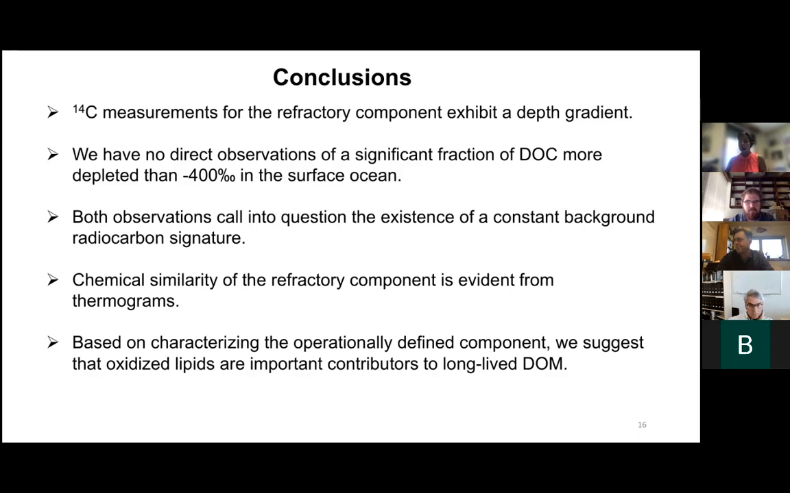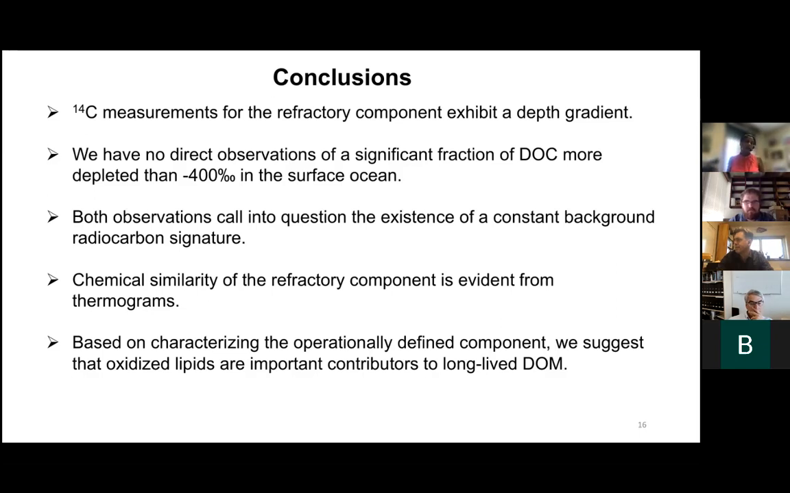The chemical similarity of this refractory component is evident from the thermograms, and this is consistent with our expectation that it is a background fraction. And by characterizing the operationally defined component, we suggest that oxidized lipids are important contributors to long-lived DOM.